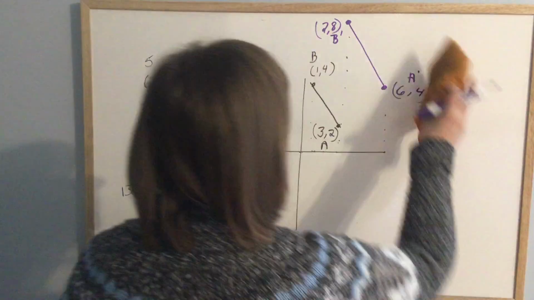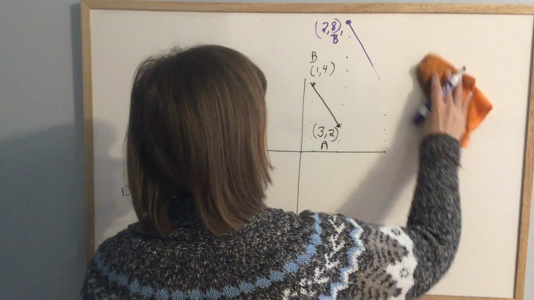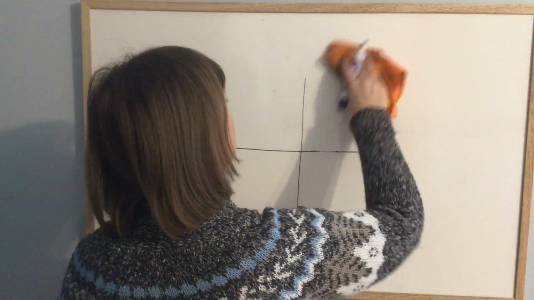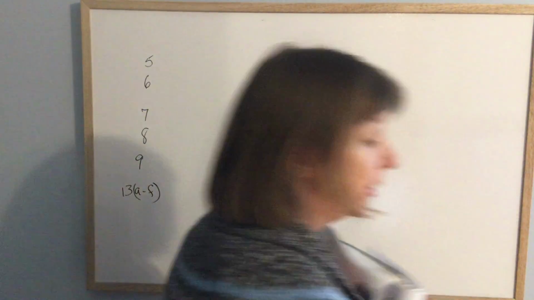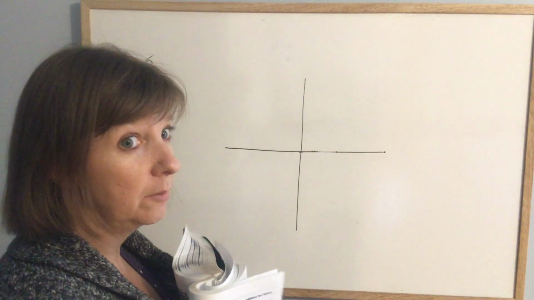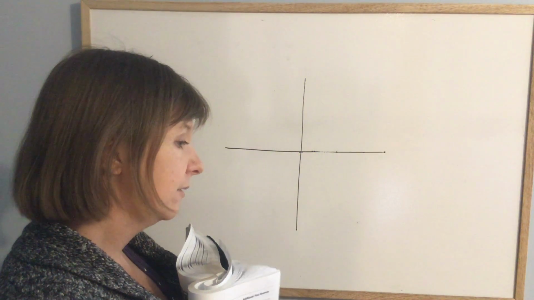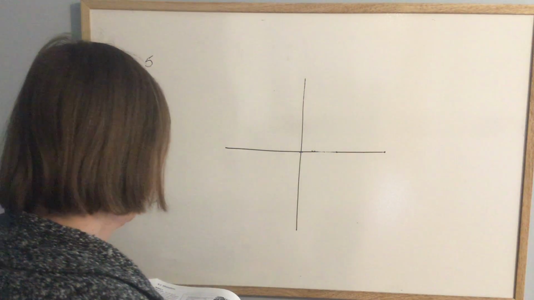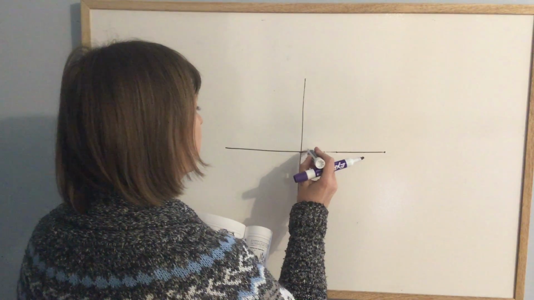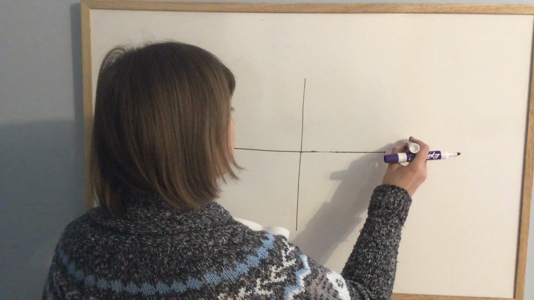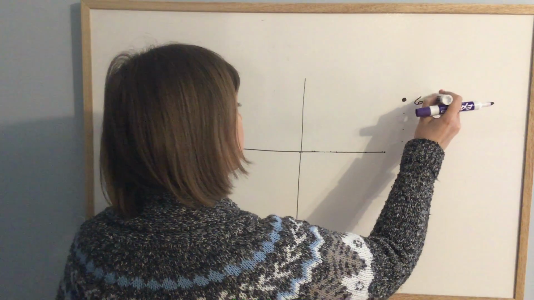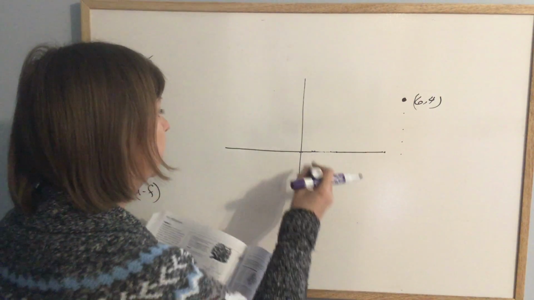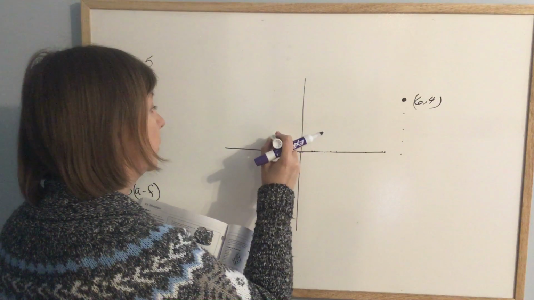Number 6. Okay, so I did that one a little bit slower. I'll do the next one a little bit faster. Number 6 says point C is at 6 and 4. So 6 and 4. And point D is negative 2 and 2. So negative 2 and 2.